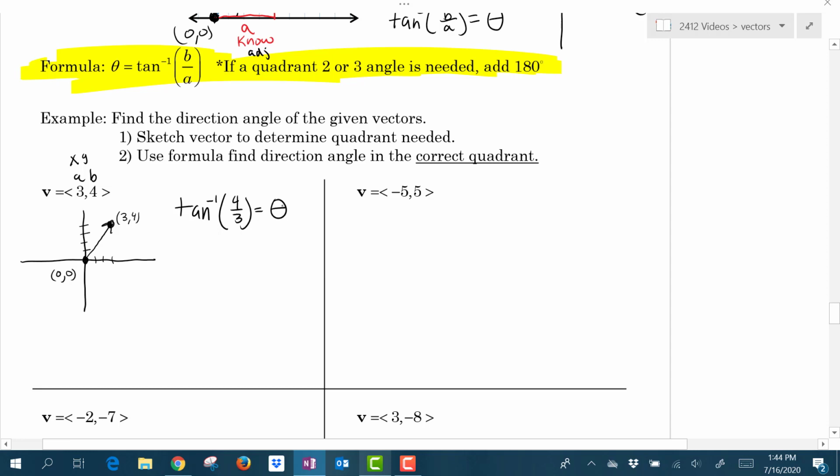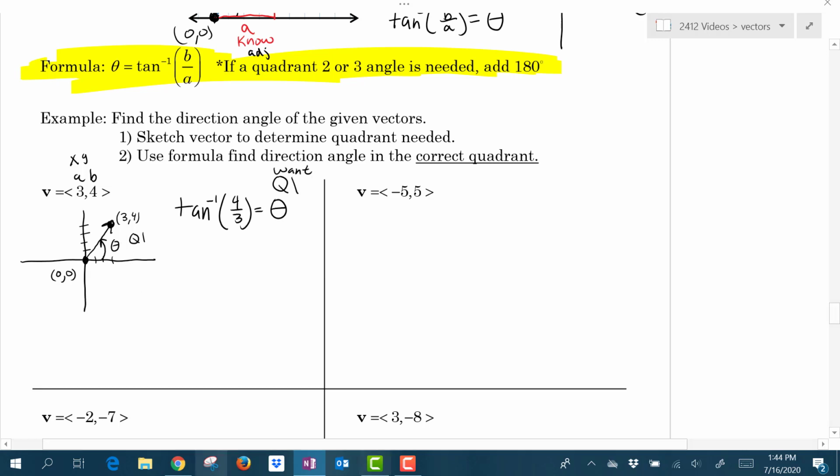Now, a key thing here is, where do we want that angle to be? Which quadrant? So if I start with a positive x-axis and I rotate in this direction, there's my theta. That should be a quadrant 1 angle. So I'm going to make a little note that I want a quadrant 1 angle to match my picture.